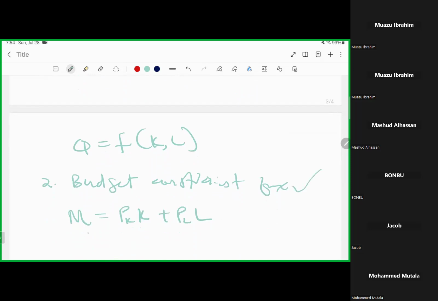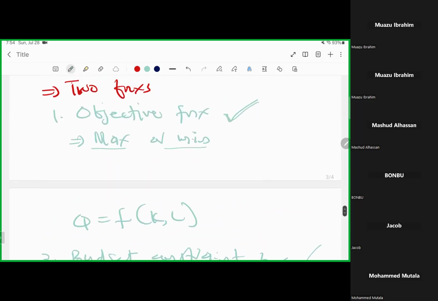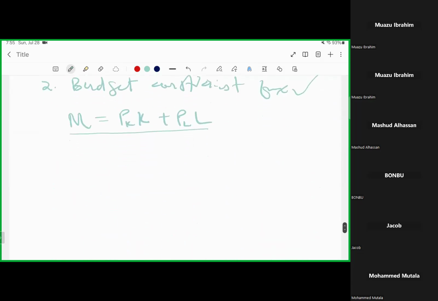And it is very clear that we have the budget as the constraint function, and we have the function that we want to maximize or minimize as the objective function. Now, how do we set up the Lagrangian multiplier?